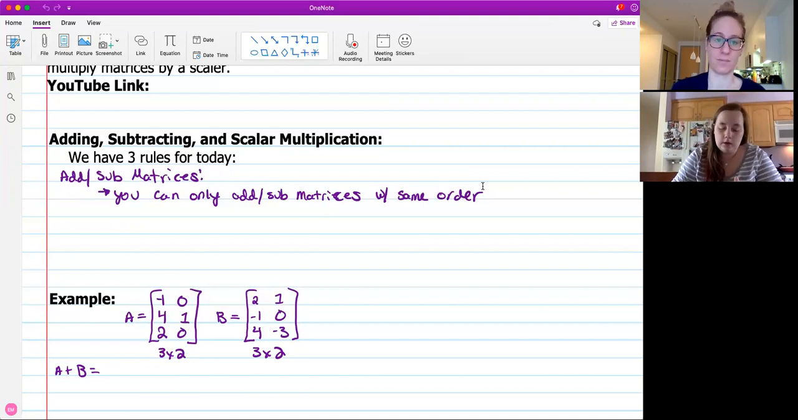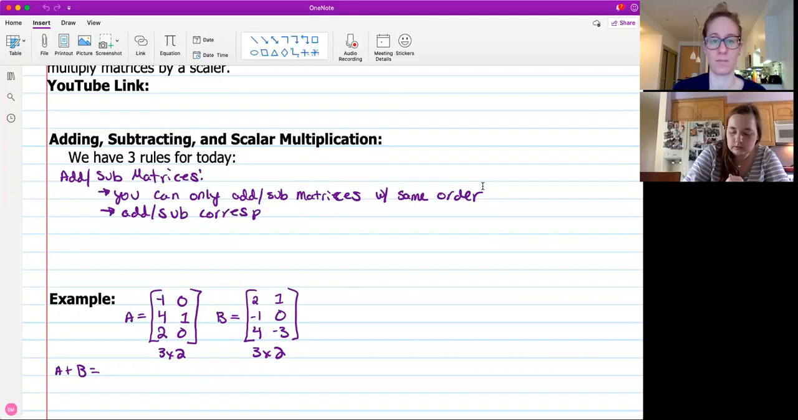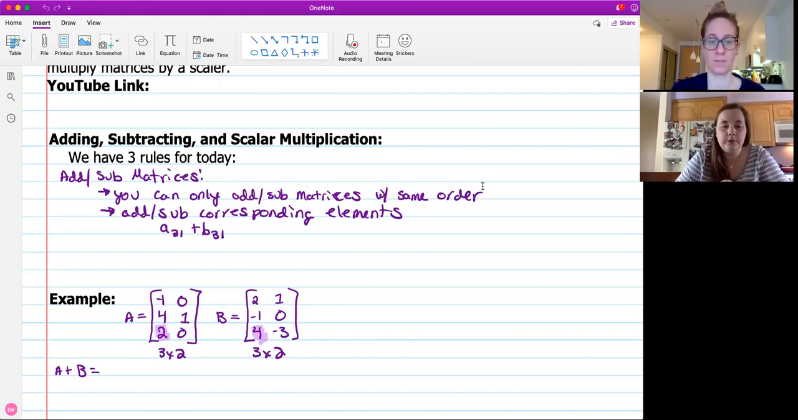Okay. Our second rule for adding and subtracting matrices is that you add and subtract the corresponding elements. So for example, if we have A3,1, you would add B3,1. So in our example down here, this is A3,1, this one's B3,1, and when you add the matrices, those 2 are going to be added together, and that will become the new element 3,1, essentially is what happens.